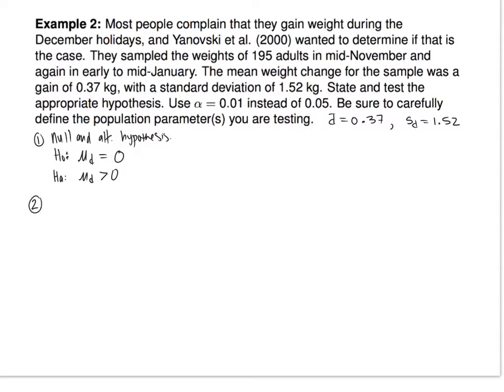Step 2 is the bulk of the work. Get this test statistic. That is the Z value or the T value. Remember, Z values are proportions, T values correspond to means, right? So T equals D bar minus 0 over S sub D over root N.